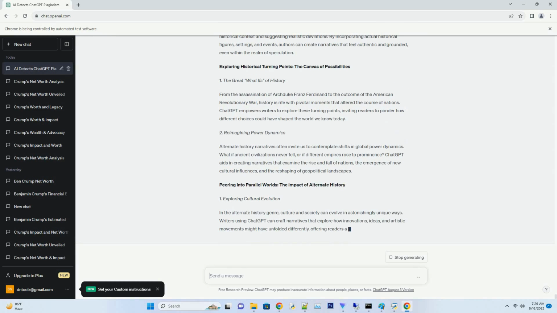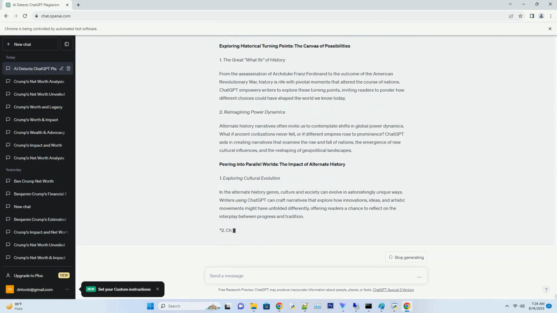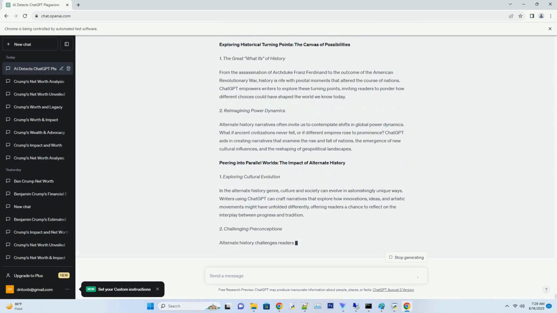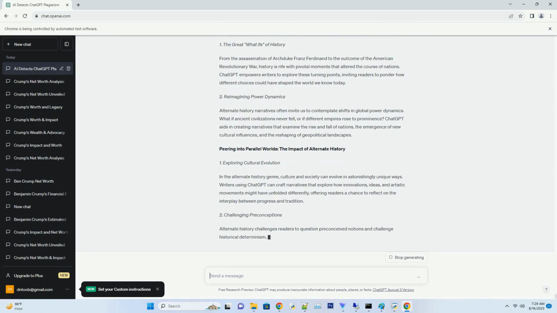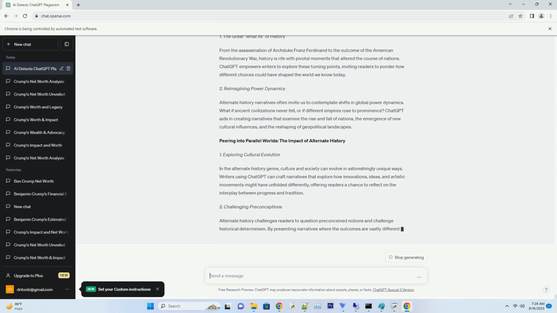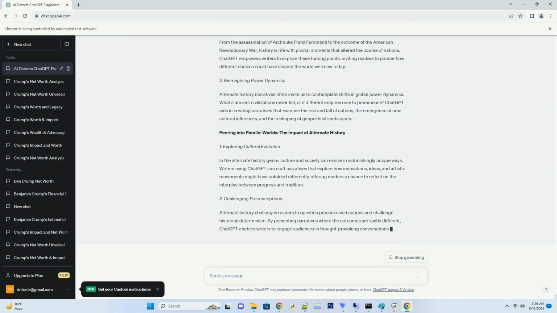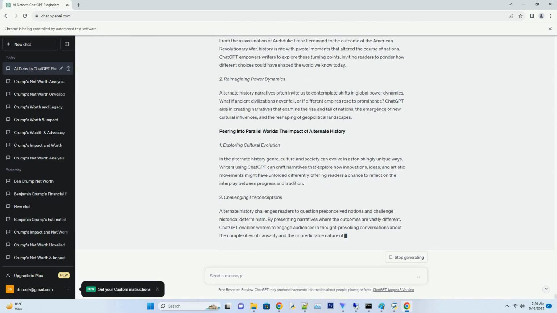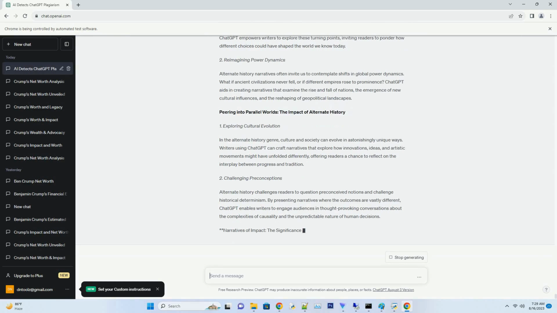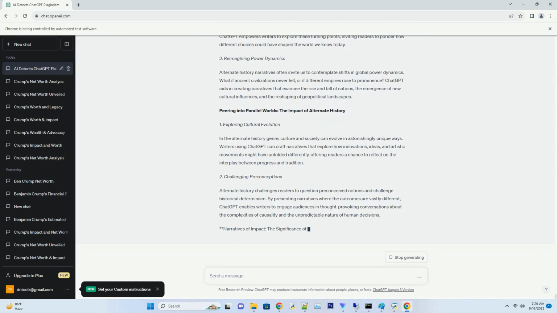2. The role of ChatGPT in alternate history. ChatGPT, powered by OpenAI's state-of-the-art AI technology, is a versatile tool that empowers writers to delve into the realms of alternate history with unprecedented depth. By generating coherent and contextually relevant text, it assists in crafting intricate scenarios, creating detailed historical backdrops, and exploring the potential consequences of pivotal moments being altered.